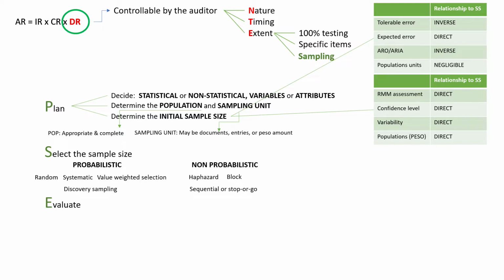And then there is also what we call sequential or stop or go sampling. Again, normally used in tests of controls together with discovery sampling, another special type of sample selection technique. This is one which does not have a fixed sample size. So say for example, you look at the first level or the first tranche, and from the results there, you will decide whether to stop or to go. So that is stop or go or sequential sampling.